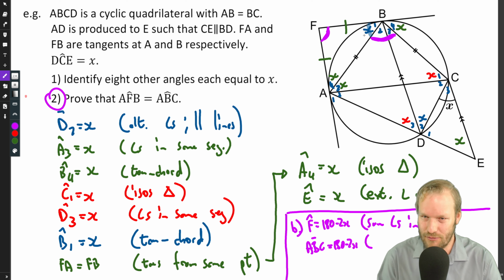Angles on straight line, because we've got those two angles, B1 and B4. Angles in triangle, because we've got A3 and C1. Opposite angles of cyclic quad, because we've got D2 and 3. I'm going to go for angles on straight line. So behind my head, angles on straight line.